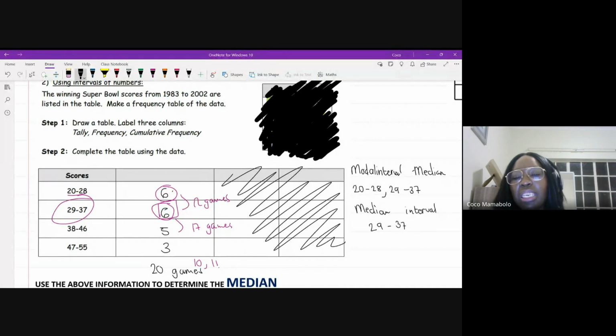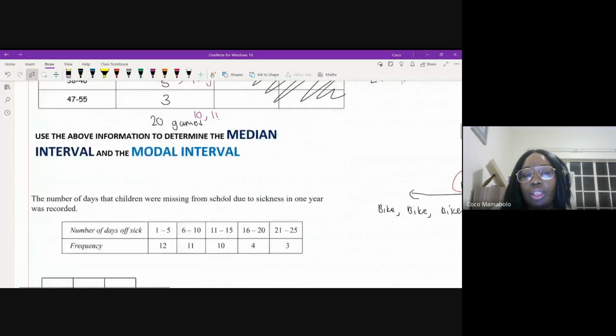This would be 2 marks each. The modal interval would be 1 mark and the median interval would be 2 marks. So finding the median and then actually writing down the correct answer, you'd get 3 marks for both of those together. All right, let me give you an example to try on your own. Here's your next example.